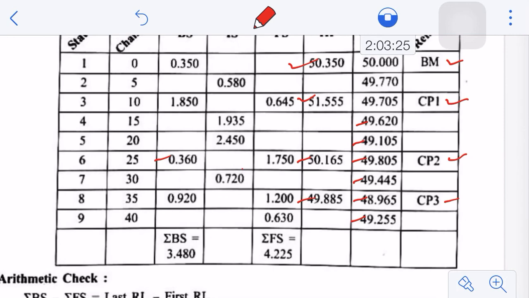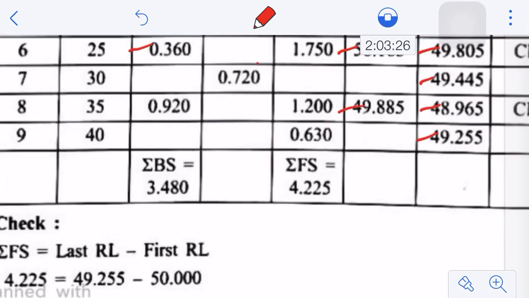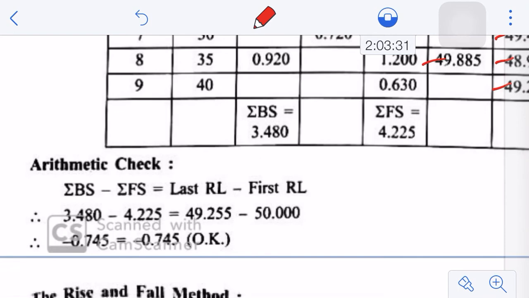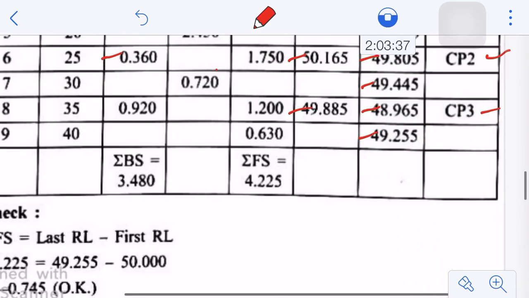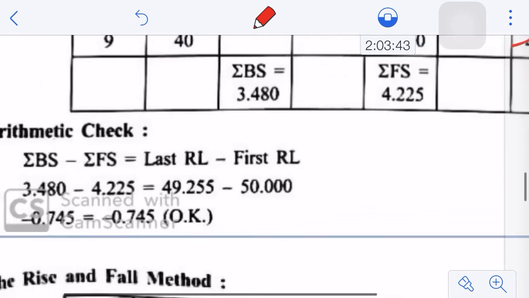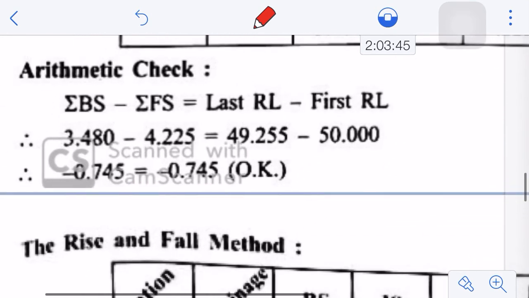Right. So finally it is time to apply the check. We will get the summation of BS and the summation of FS. So the summation of BS and summation of FS is now calculated here. It is 3.480 and 4.225. Take the difference of it and equate it with your last RL and first RL. So what is your last RL? It is 49.255, and your first RL is nothing but your benchmark, 50. If you take the difference of these two, it equals your summation BS minus summation FS.